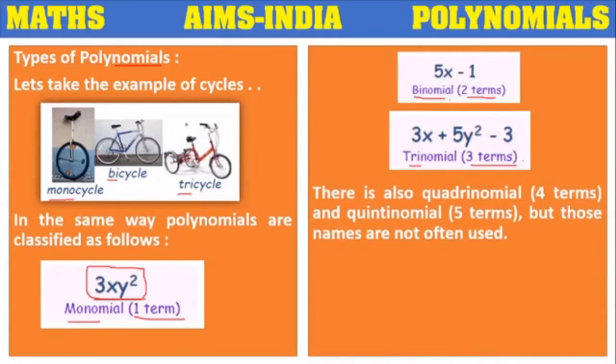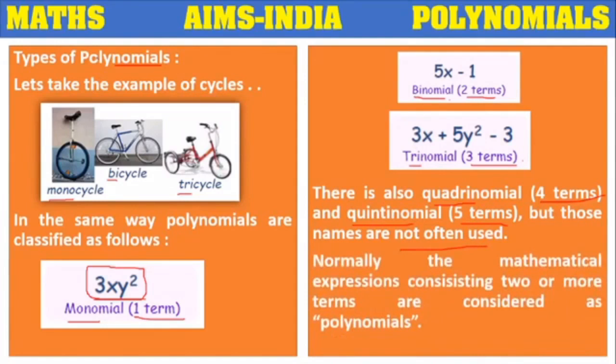Like that, we can also have expressions having four terms, which are called quadrinomials, and expressions having five terms, which are called quintinomials. Actually, for these numbers of terms, we have special names, but those names are not often used. Even binomial and trinomial are also considered polynomials. So normally, mathematical expressions consisting of two or more terms are all considered polynomials. So except for monomials, all remaining expressions are considered polynomials.